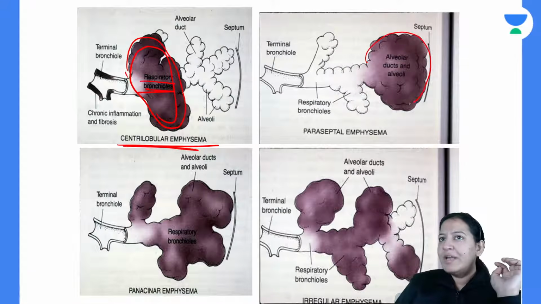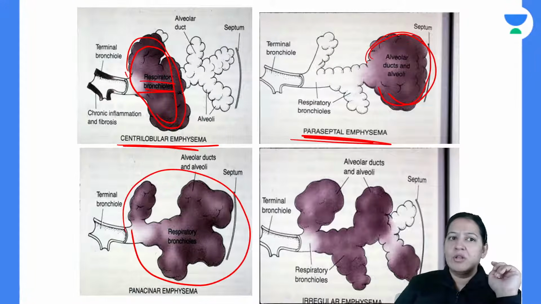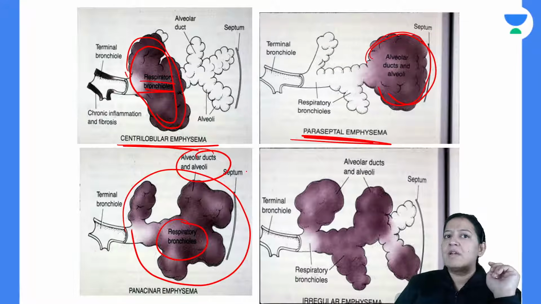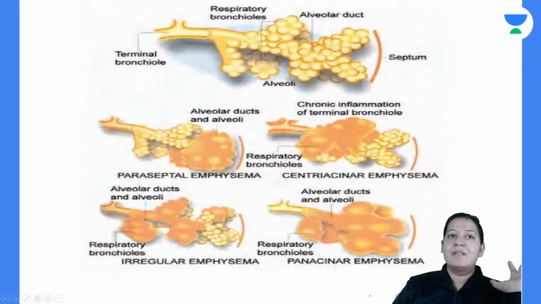What about this? Only the distal structure is dilated. So it is paraseptal. Right? Here all 3 are dilated: respiratory bronchiole, alveolar duct and alveolar sac. So that is known as panacinar. And this is irregular. Haphazardly they are dilated. So that is the thing. Have you got it?